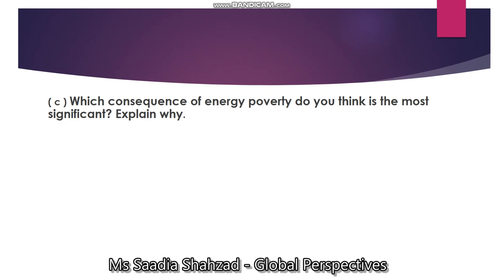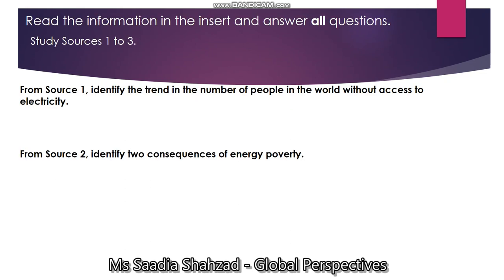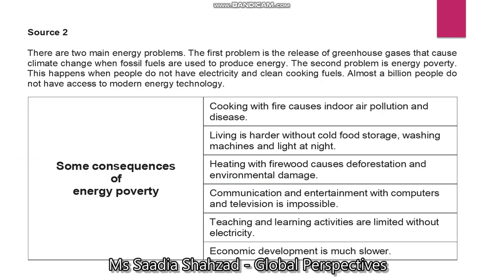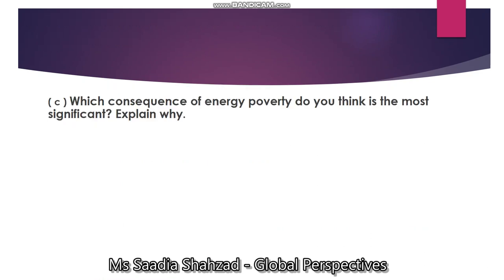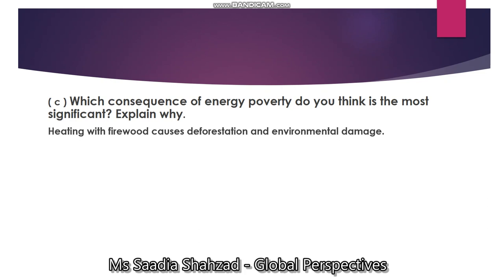Explain why. Now, as we saw that there are 6 consequences of energy poverty, you can pick any one of them that you want. You have already mentioned 2 in question number 1 part 1b. You can pick any one of those, or you can pick up any other from here as well. So I am choosing heating with firewood causes deforestation and environmental damage. It's very important to identify the consequence that you are choosing. The next part says explain why.